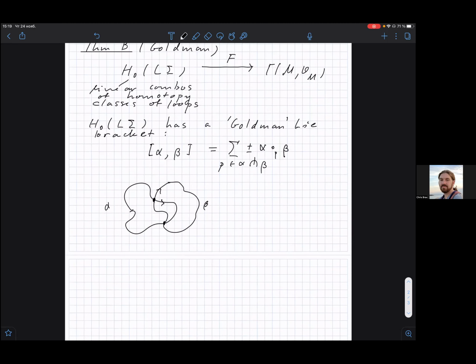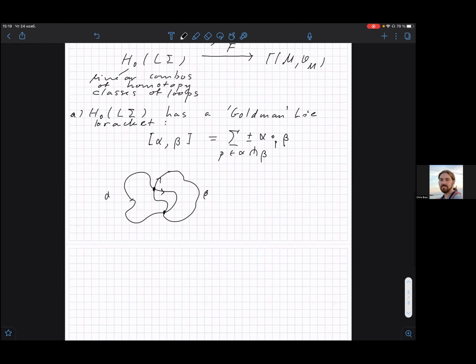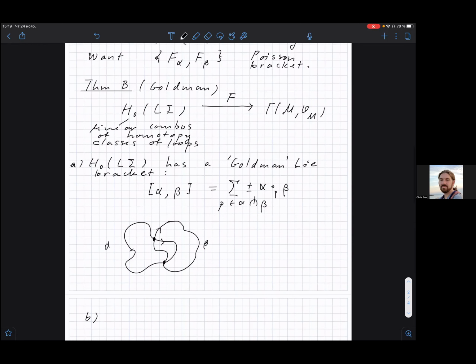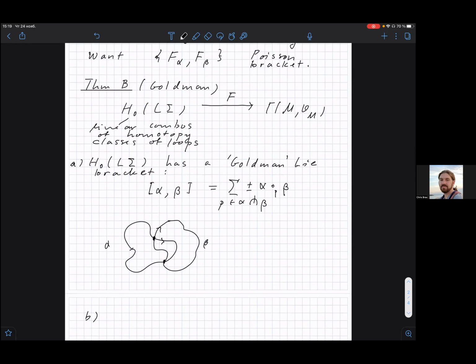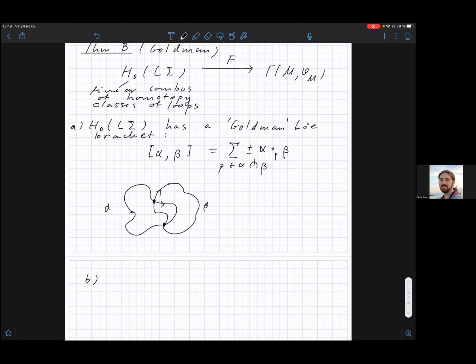So the first statement is that this is a Lie bracket. So you have to check that this is well defined on homotopy classes of loops and satisfies the Leibniz identity. And so this is statement A. And statement B is that with respect to this Goldman Lie bracket, this map, which takes the trace of monodromy, is a map of Lie algebras. So it respects brackets. So F of the bracket of two loops is the Poisson bracket of F of alpha and F of beta.